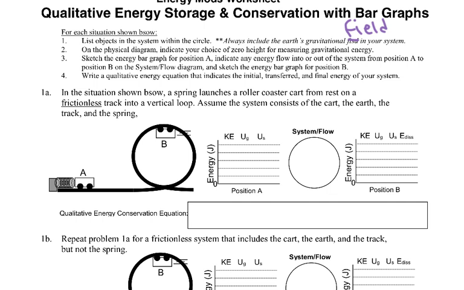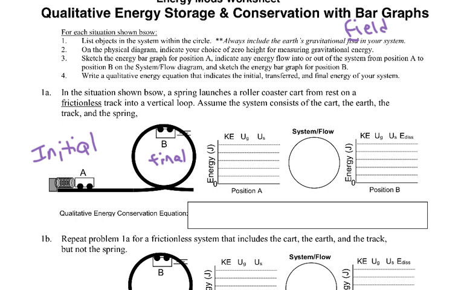On the physical diagram, you're going to indicate where your zero height is, or what we call our reference point. And then you're going to sketch the energy bar graphs for position A. That's going to be our initial bar graph for our beginning energy. And then this is going to be our final or ending energy snapshot. Obviously the cart's going to keep moving through the loop. But these are the two snapshots we're going to look at. Our initial and our final.